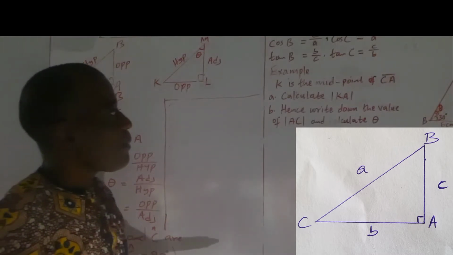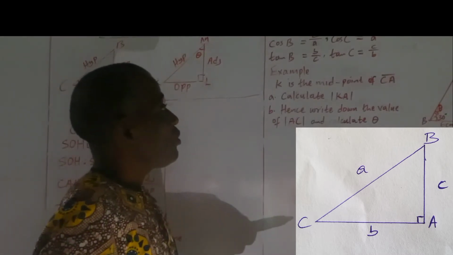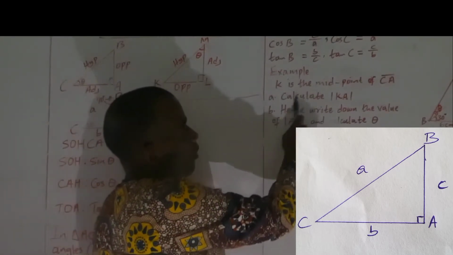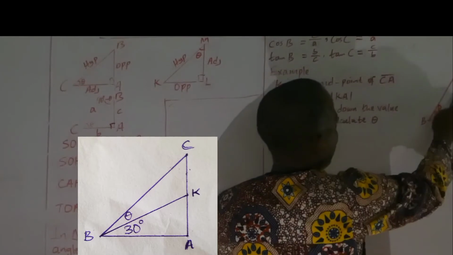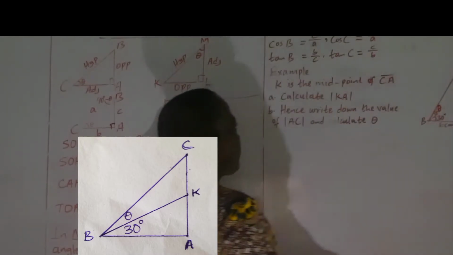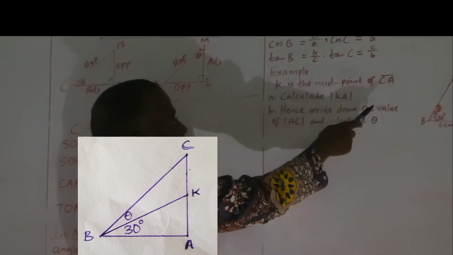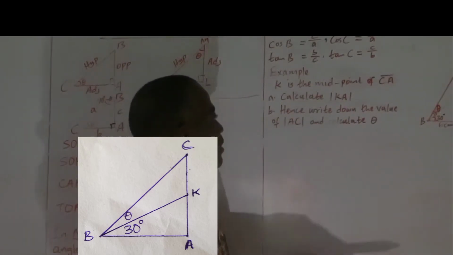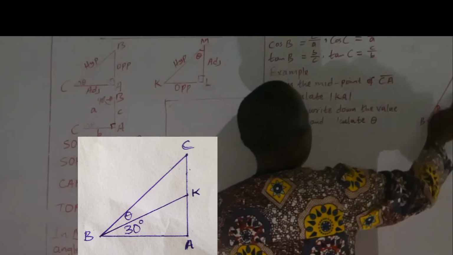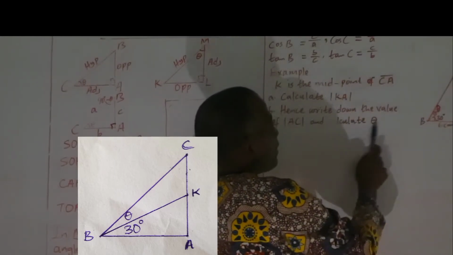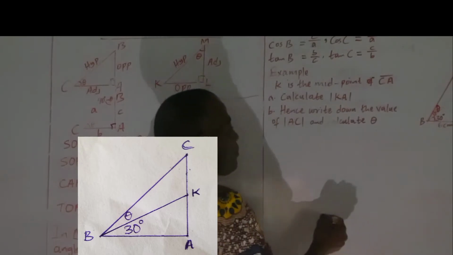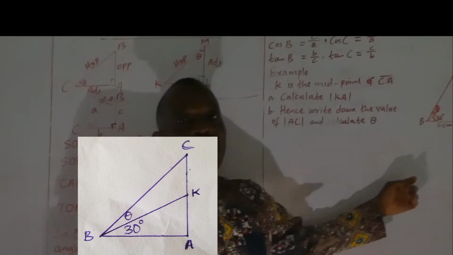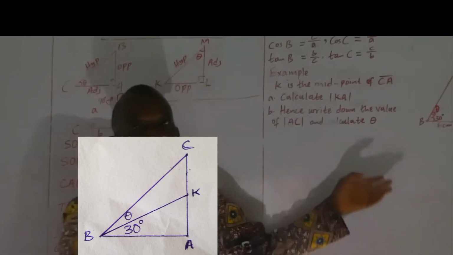Okay, let's apply trigonometrical ratio to solve this problem. K is the midpoint of CA. This is CA, this is K. A, calculate the length of the line segment KA. B, hence write down the value of AC and calculate theta. If you can find AK, we multiply its length by 2 to get AC.